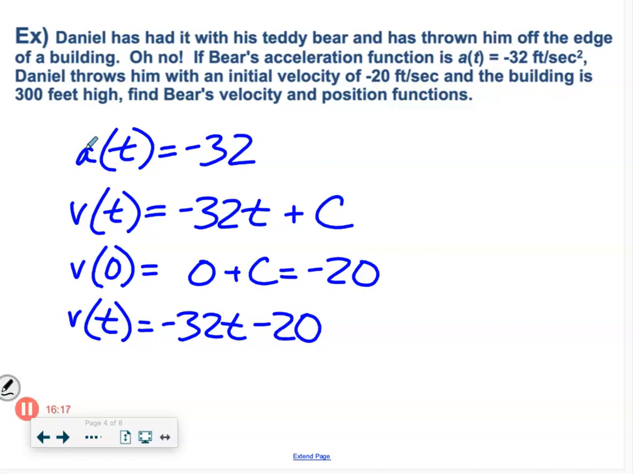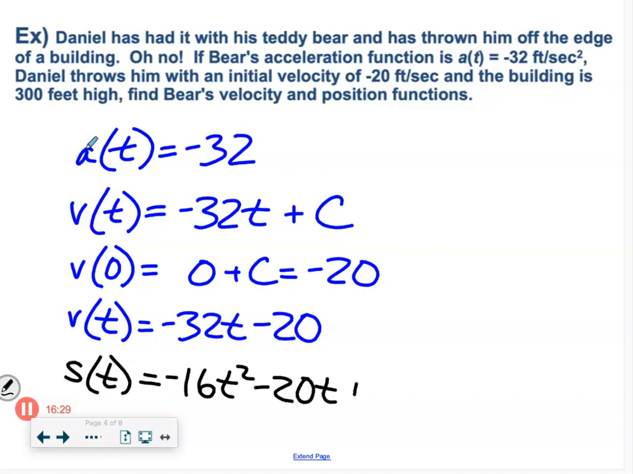Hi, Shali. How are you doing? All right, tell me your position function. Negative 16t squared minus 20t plus k. Good. All right, do we have any information to solve for k?